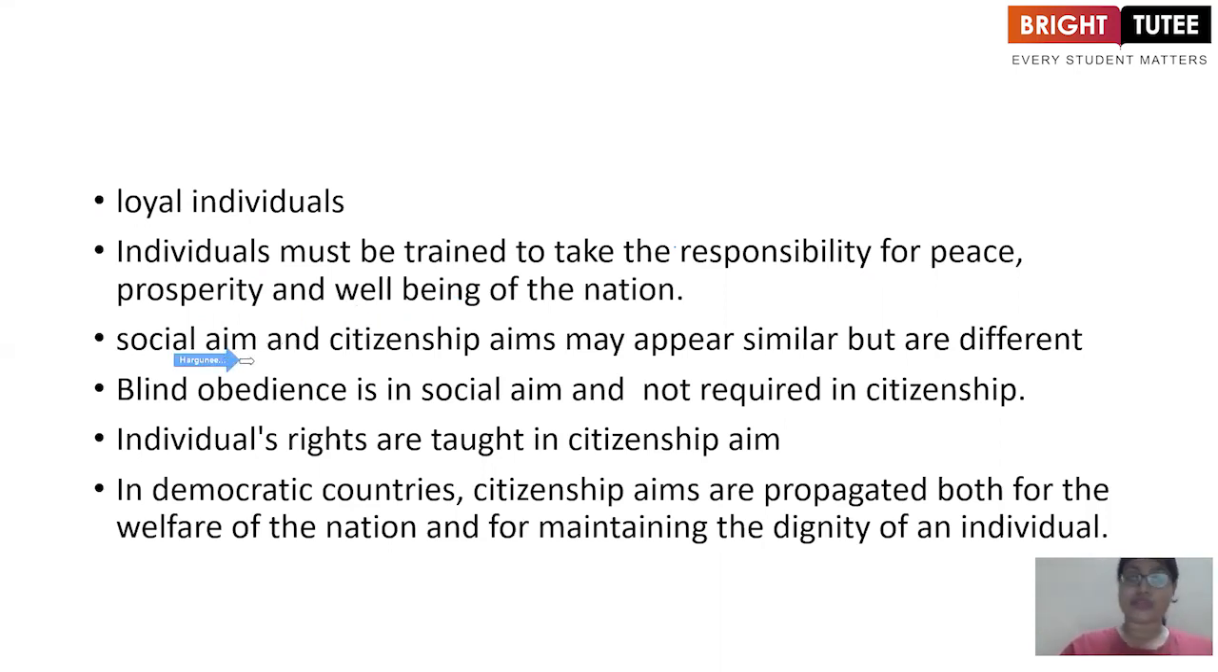Students also learn about the social aim and citizenship aim through education. It may appear that both of them are similar, but if you look deeply into it, you will understand that there is a slight difference in it.